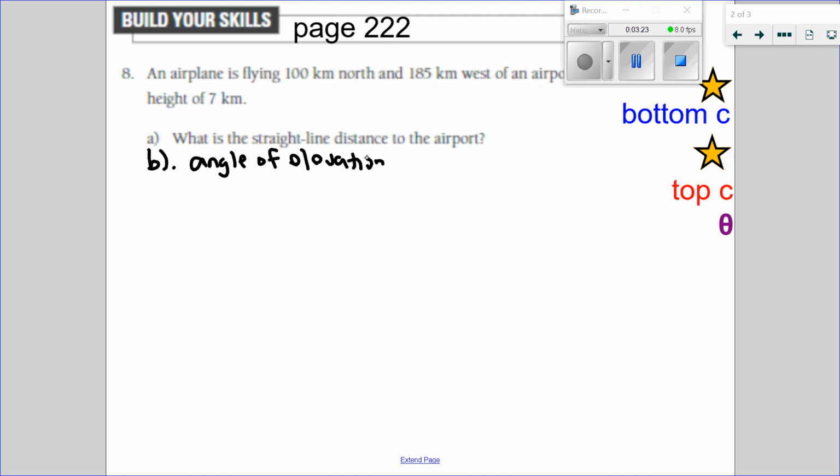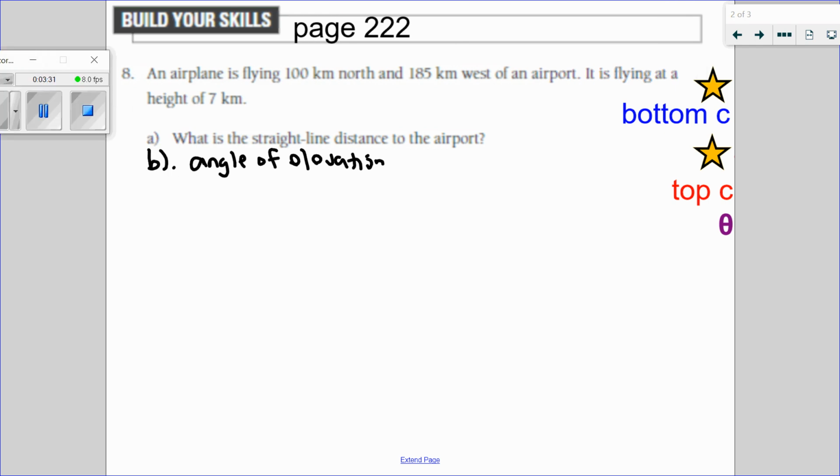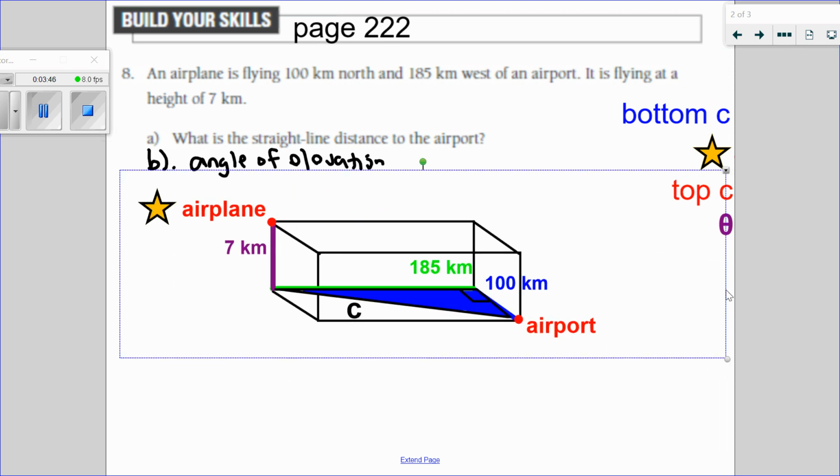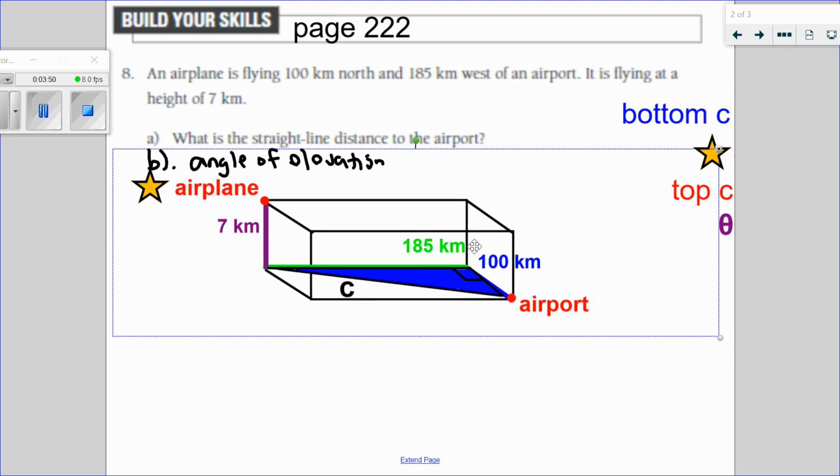So I'm going to borrow from the rectangular prism idea that I just did and draw what it might look like. So I have an airplane that is flying 100 kilometers north and 185 kilometers west of an airport, and it's flying at a height of 7 kilometers. Since I put the element of height on there, I know that this is a three-dimensional problem. So here's what I drew as my diagram here. We have the airport, which is north and west, and then I'm flying at a height of 7.